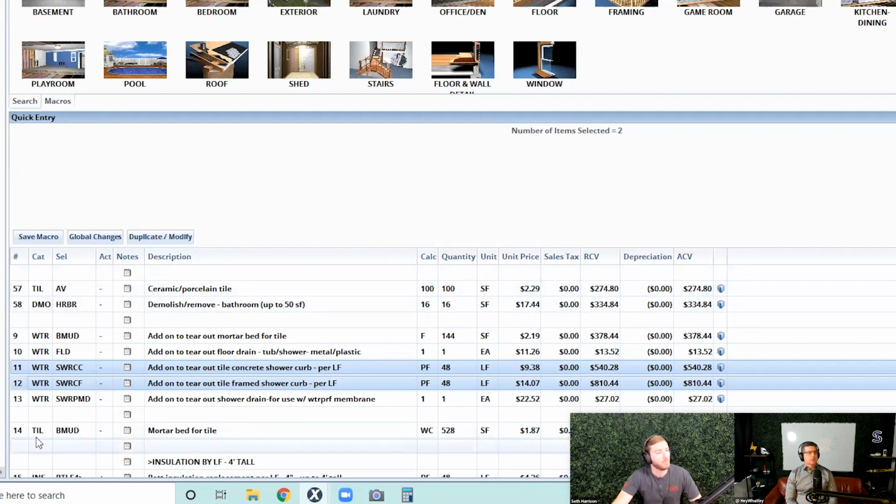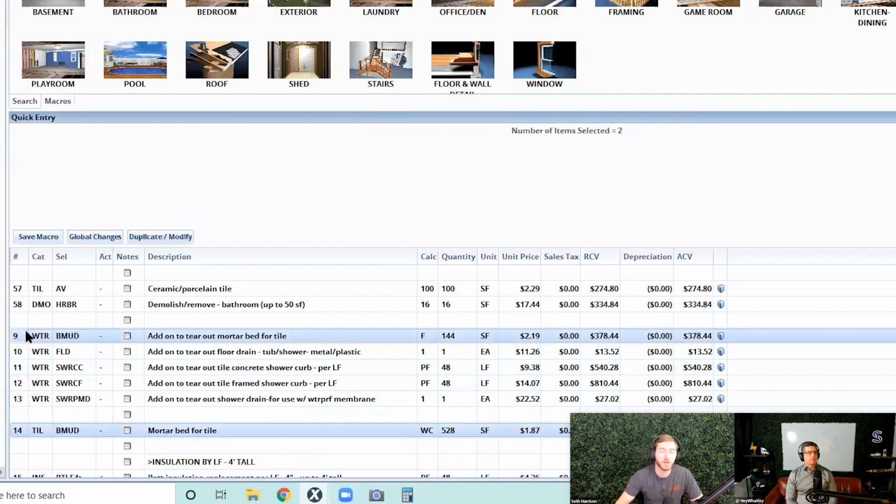Makes sense. The other thing I wanted to compare: some of these line items did exist in other category codes. For example, the mortar bed for tile did exist in the TIL category code. If you look at the minus remove activity code for the TIL line item and the WTR line item, you'll see a slight difference in the unit price here. We had some feedback within the first 24 hours of this price list coming out from one of our insiders in Chicago, pointing out that my TIL BMUD is higher than my WTR BMUD. And we can essentially just chalk that up to Chicago.